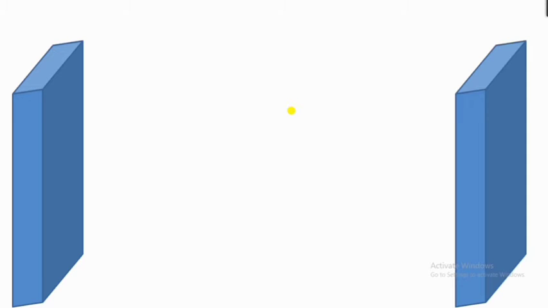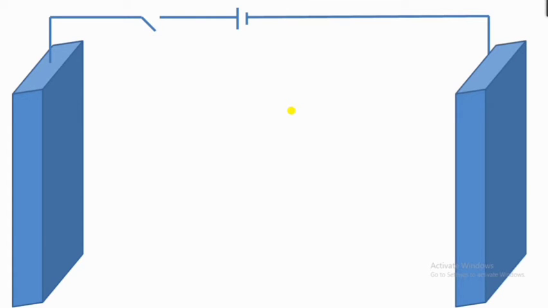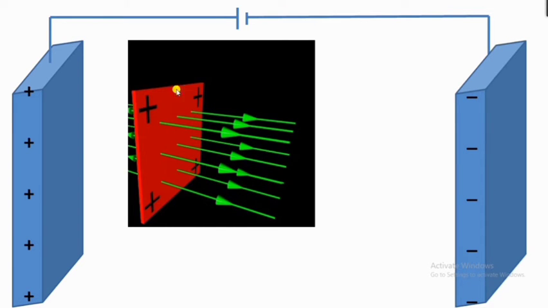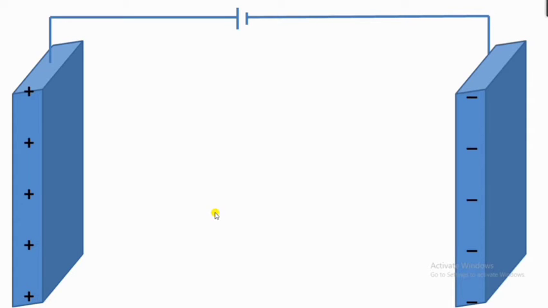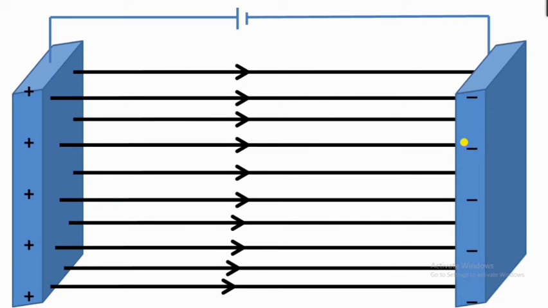Now the question comes, how to produce uniform electric field. For that we take two plane sheets and connect them to a source of potential, that is a battery. When we switch on, this part will become positive and this part will become negative. And we know a positively charged plane sheet produces parallel or uniform electric field. So the electric field starts from the positive plate and ends at the negative plate, and we get the parallel or uniform electric field in between the plates. This is how we produce uniform electric field.